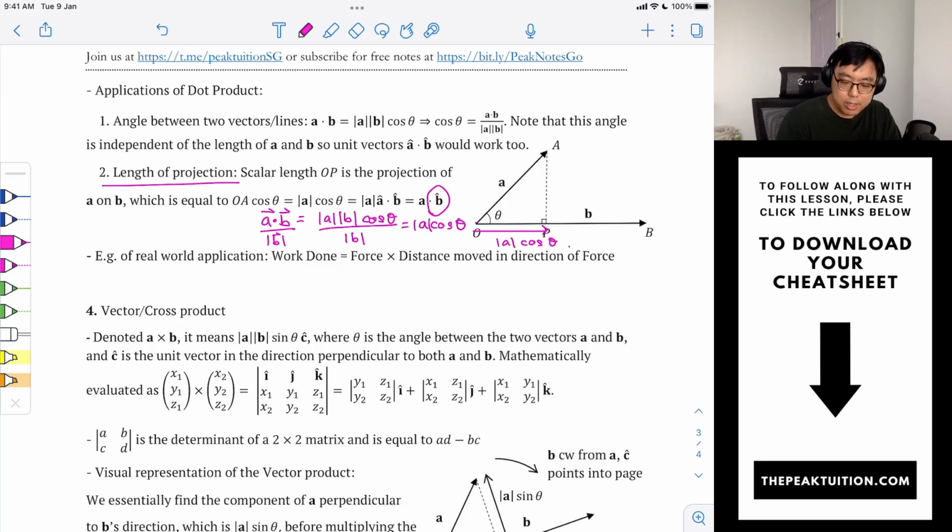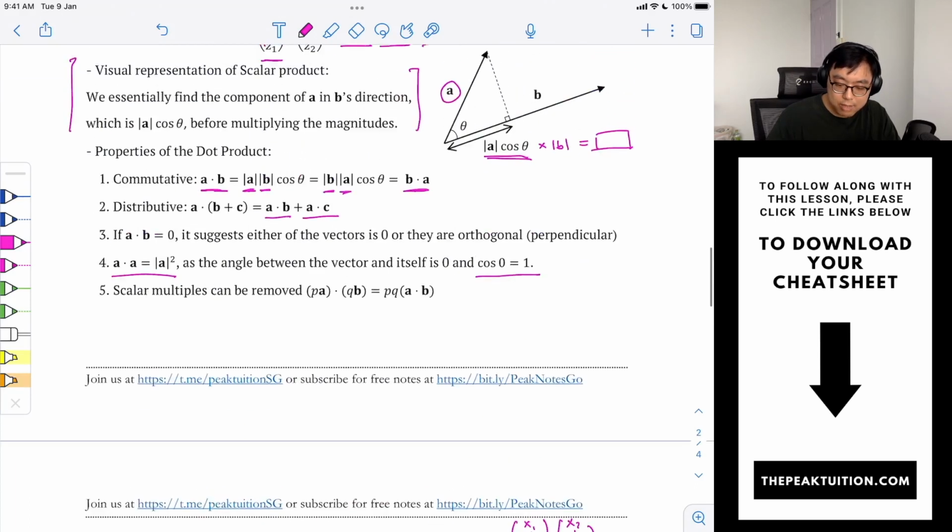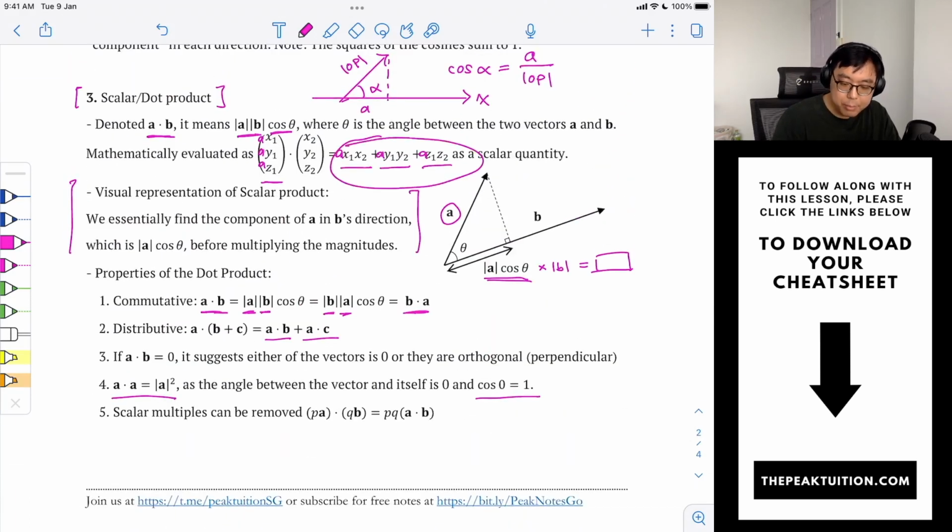Another application of dot product is that you can use it to find the angle between two lines or vectors. So we can see that a dot b is equal to the magnitude of a times the magnitude of b times cosine of the angle. This also means that the cosine of the angle between them can be represented in terms of the dot product divided by the magnitudes. We know that the dot product can be calculated by x1, y1, z1 dot x2, y2, z2, which gives us this number here.